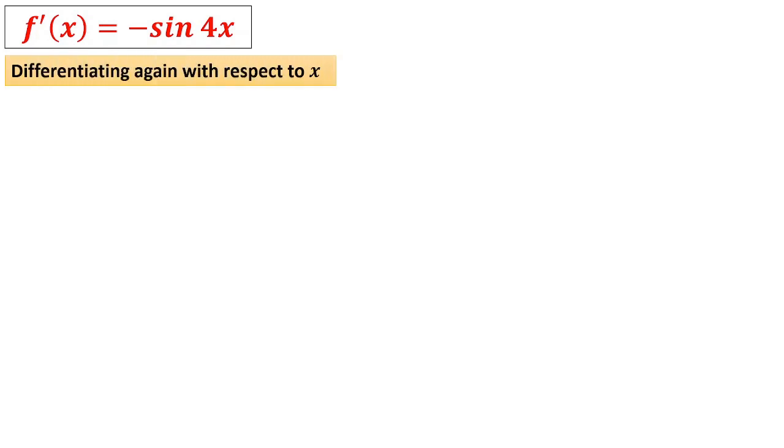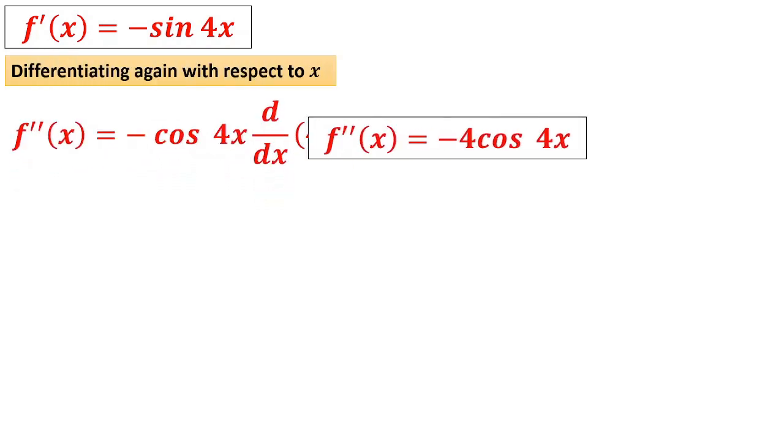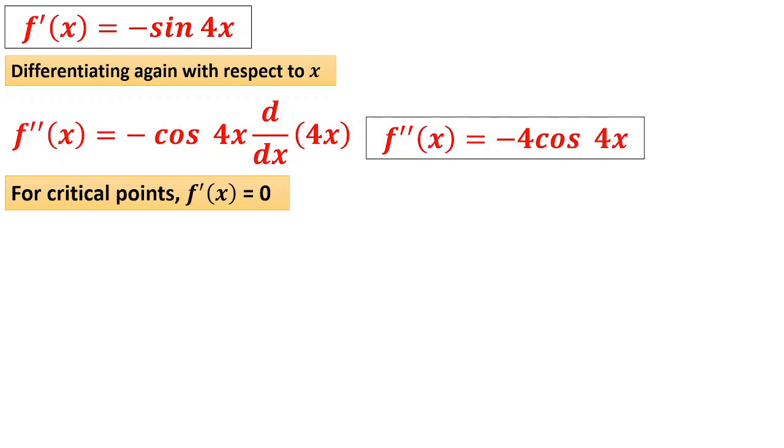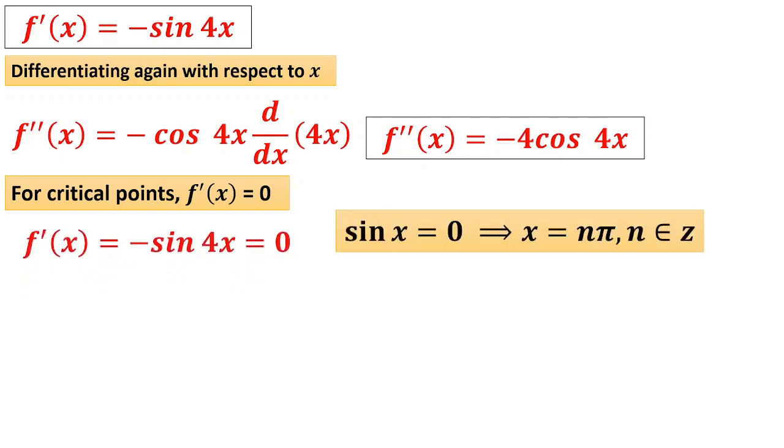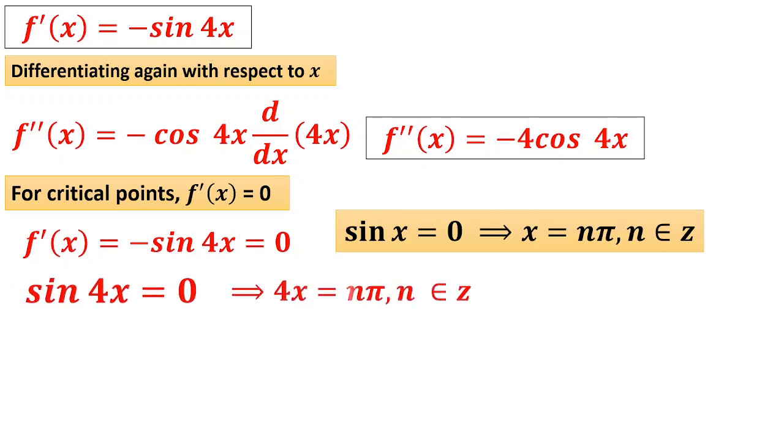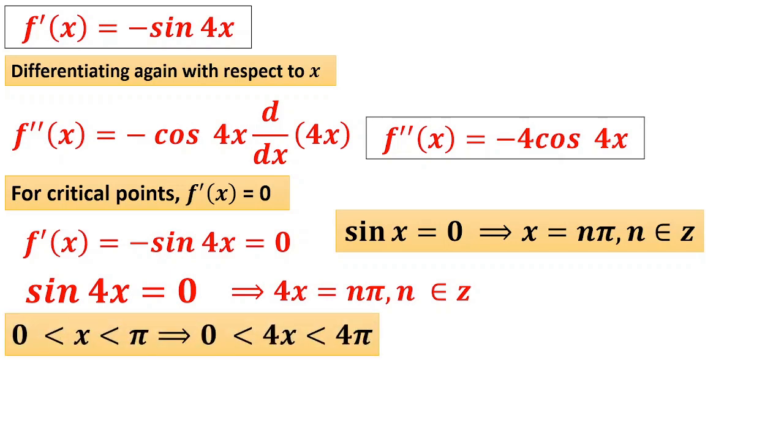Okay. Now, differentiating again with respect to x, I am finding f double dash of x and keep it ready. And I want to find the critical points now. For that, f dash of x is equal to 0. And sin x is 0 means x is n pi. Therefore, sin 4x is 0 means 4x is n pi. But here we have to select those values which will serve the purpose. x lies between 0 and pi. Therefore, 4x lies between 0 and 4 pi. Therefore, you should take only those values of 4x for which sin 4x is 0.